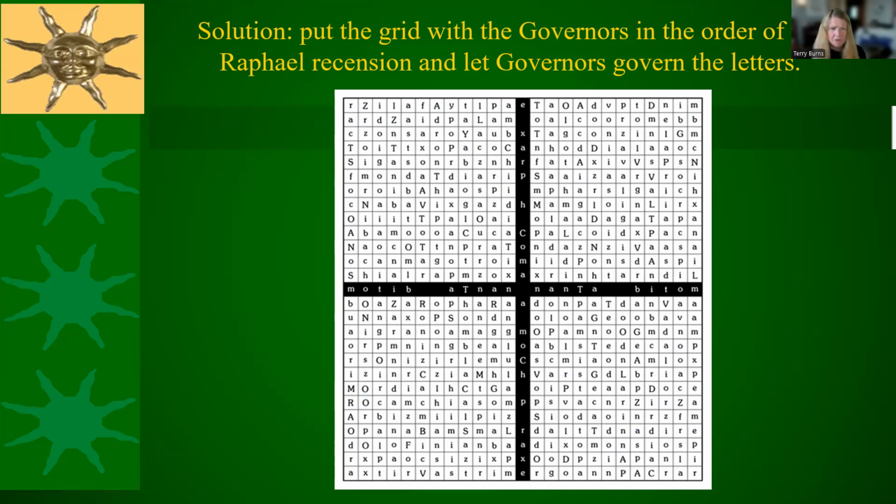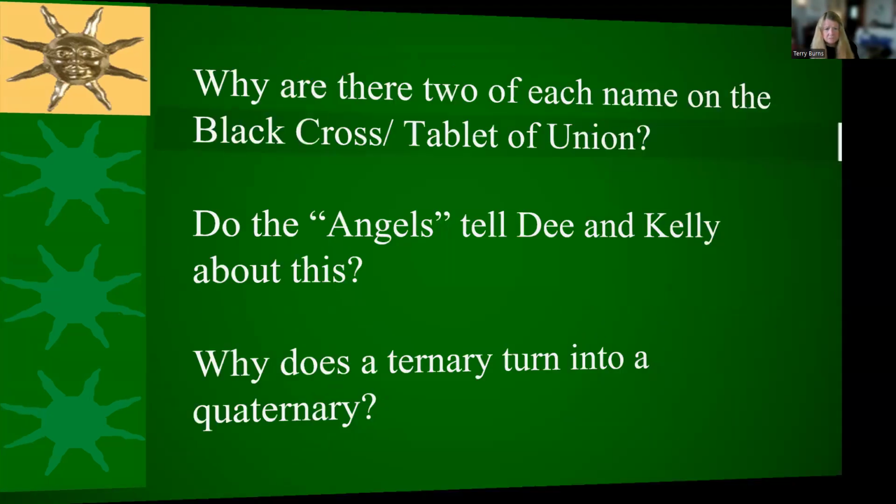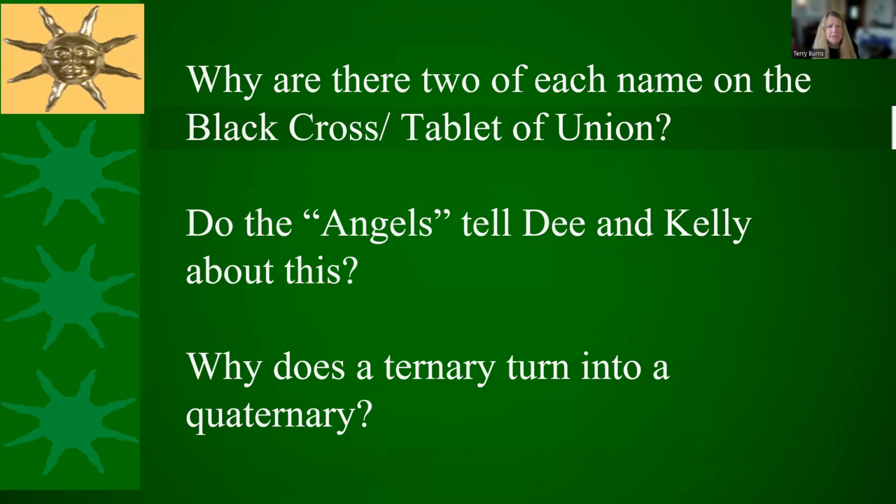So there's a number of questions we're looking for answers to here. Are there two of each name on the black cross? The Tablet of Union must imply those two if they're the same thing. Do the angels tell Dee and Kelley about this or why to do it? And why does a ternary turn into a quaternary? Here I'm intentionally using language from the Monas Hieroglyphica because Dee seems delighted by talking about how his cross can be a ternary some of the time and a quaternary some of the time.